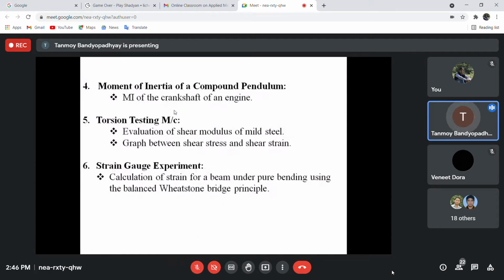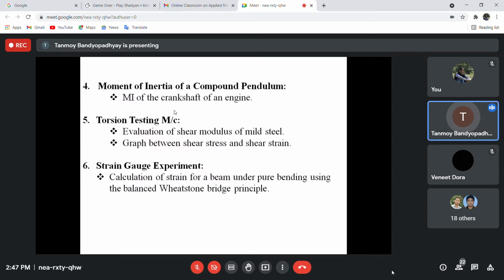Determination of the nature of the graph between shear stress and shear strain is also part of the experiment. The last one is the strain gauge experiment, where using a strain gauge we will be measuring the displacement, strains, and everything that gets developed in a specimen. So overall, these are the basic, or major, experiments that will form part of our syllabus.